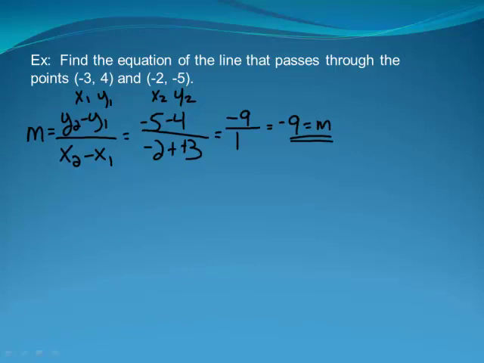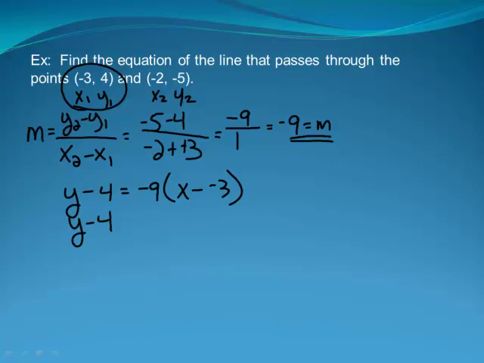So now we have a slope and we have a point. We actually have 2 points. You can use either. Now we're going to use y minus y1, which is 4, is equal to our slope, which is -9, times the quantity x minus x1, which is -3. And clean that up. We've got y minus 4 is equal to -9 times x plus 3. Double negative is a positive.